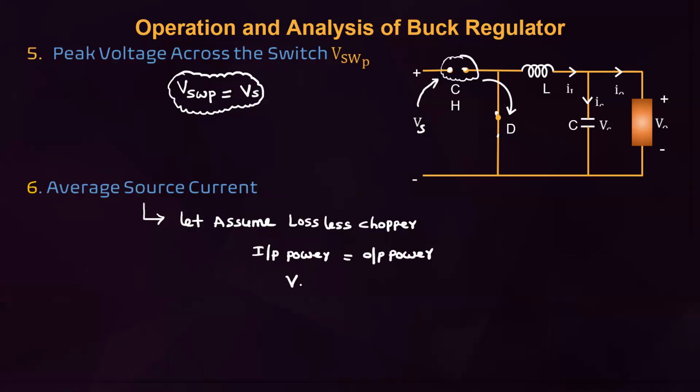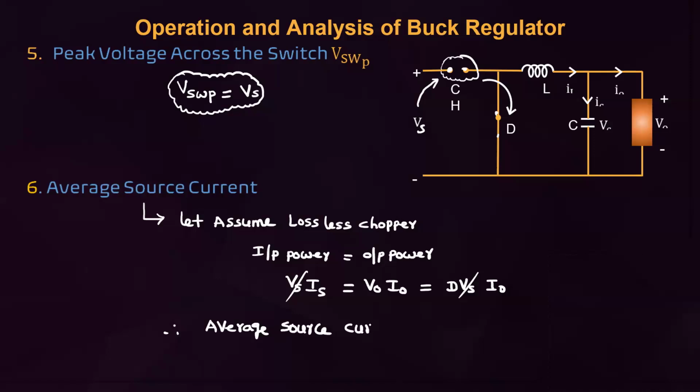Input power is Vs into Is. Output power is V naught into I naught. What is V naught? V naught equals dVs. This Vs cancels. What is the average source current? Very, very important, 5-star formula. So many times in competitive exams it is asked. What is the average source current in a step down chopper? The average source current in a step down chopper is equal to d I naught.